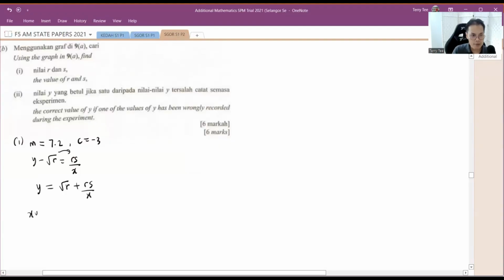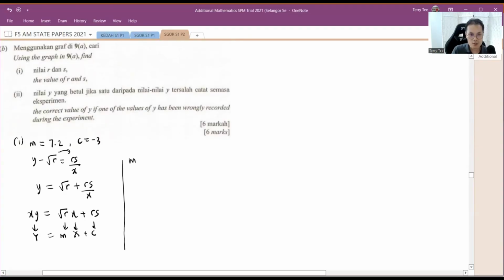Number 2, I multiply everybody by x. So this is Rx plus Rs. So this is your big Y. This is your gradient. This is your X. And this is your C. Okay, I just need to compare my gradient with the gradient I've got earlier.